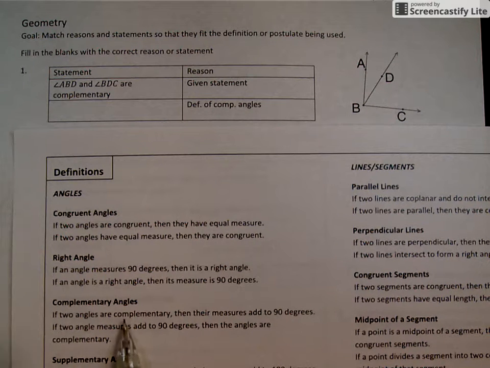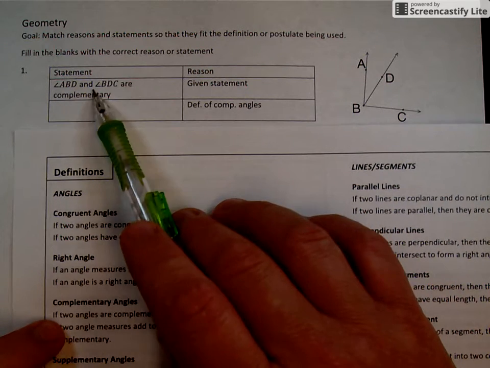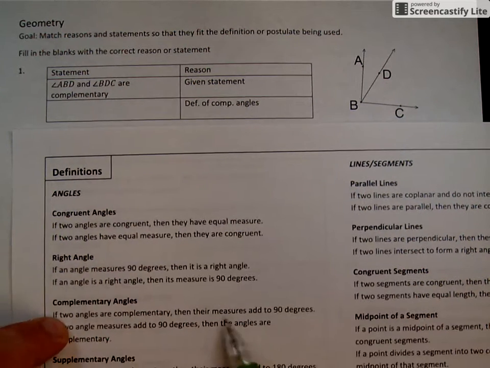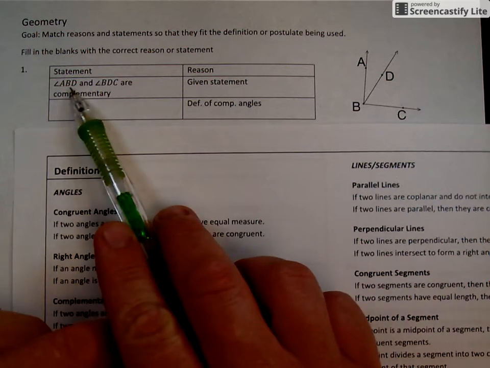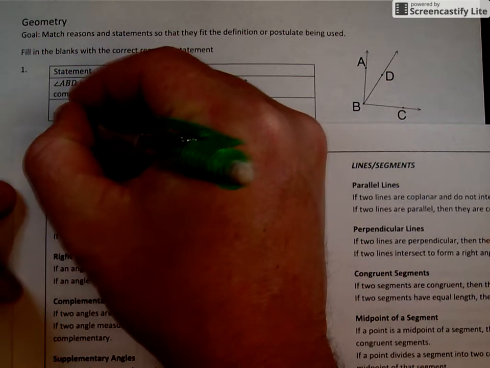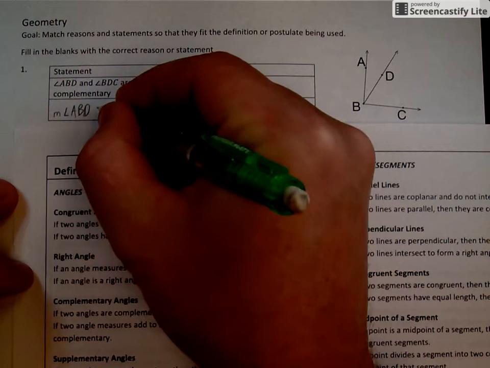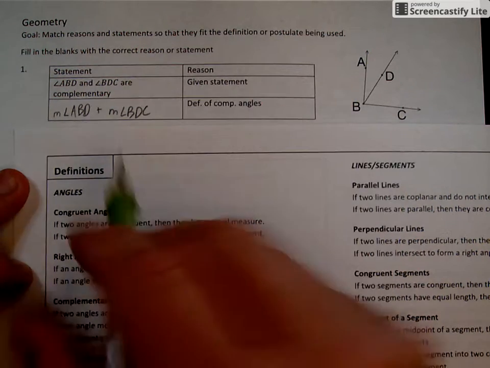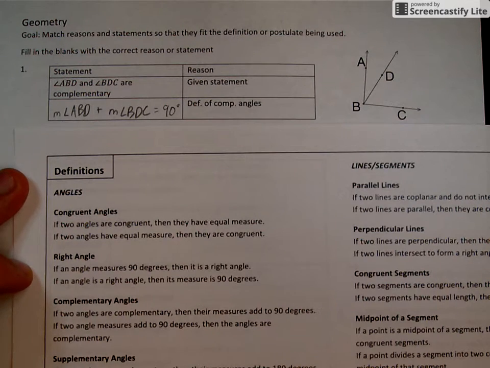But the first one seems to match here because the hypothesis is if two angles are complementary, and we see that we have two angles that are complementary. So using the law of detachment, I can draw the conclusion. What can I say? Their measures add to 90 degrees. So I'm going to take this idea, their measures add to 90 degrees, apply it to those two angles. And so we could say the measure of angle ABD plus the measure of angle BDC. Notice we've said that their measures add to 90 degrees. That would be my answer to that first problem.